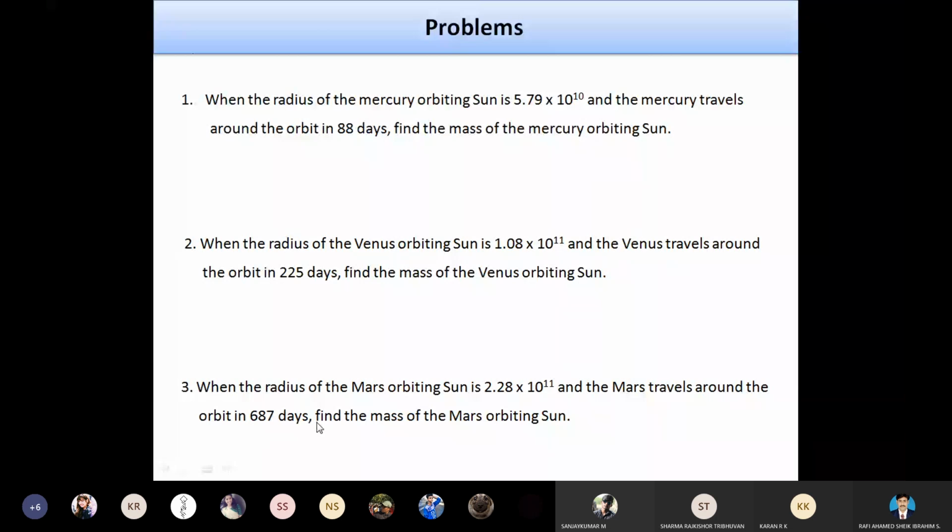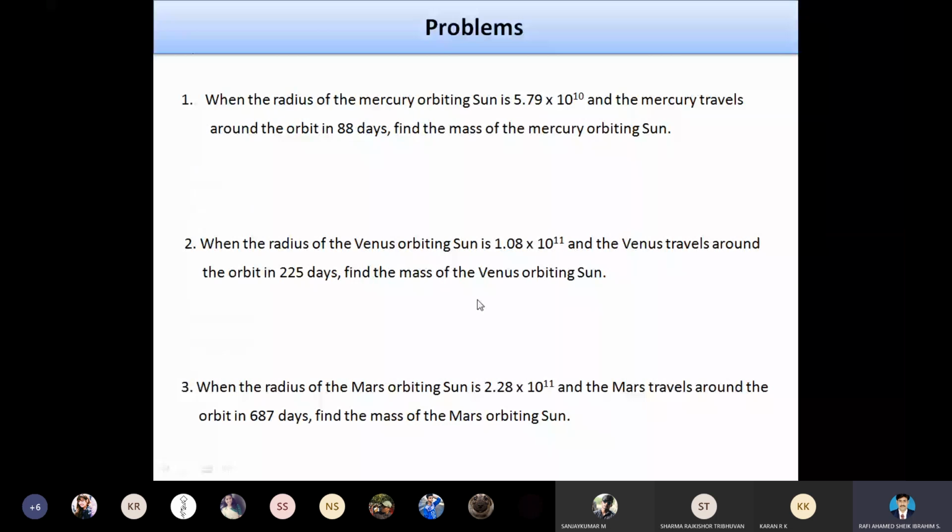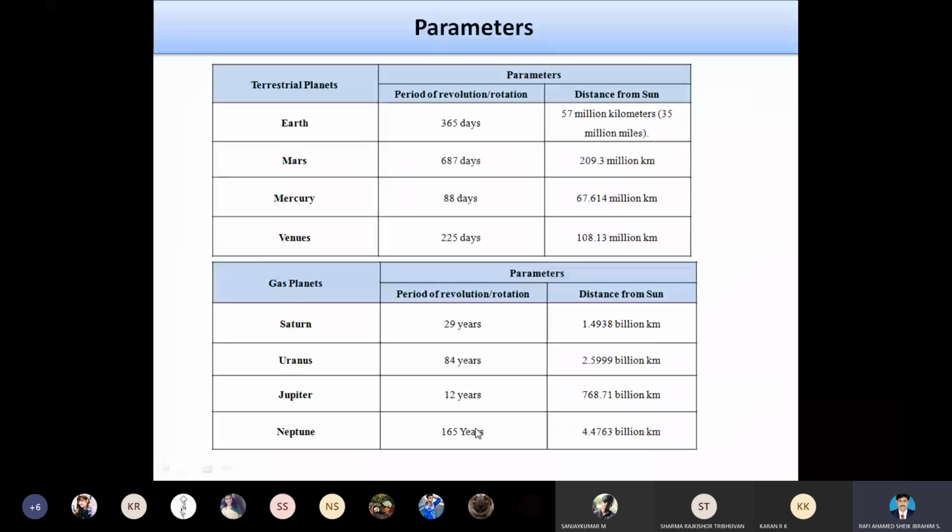So you have to consider these data and also the universal force constant G, substitute the data in the shown formula, and measure the mass of the Mercury, the mass of the Venus, and the mass of the Mars, and submit these as an assignment. Here there are some constant parameters. These parameters are already measured and displayed.